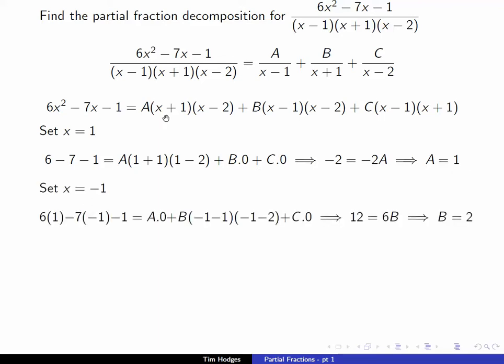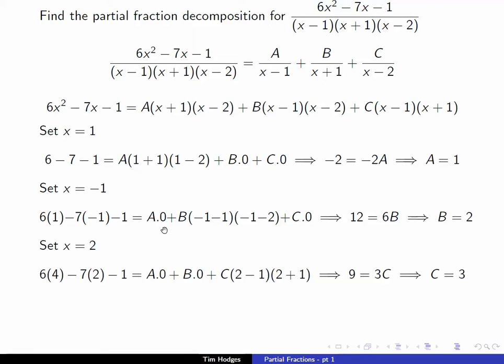Then we set x equal to minus 1. That'll make the a term and the c term equal to 0. And on the left-hand side, this time we get 12. The b term becomes 6b. I'll leave you to do the calculations. So that gives us b equals 2. Finally, we set x equal to 2. And in this case, the first two terms are 0. And we end up with 9 on the left-hand side and 3c on the right-hand side. So c is equal to 3.